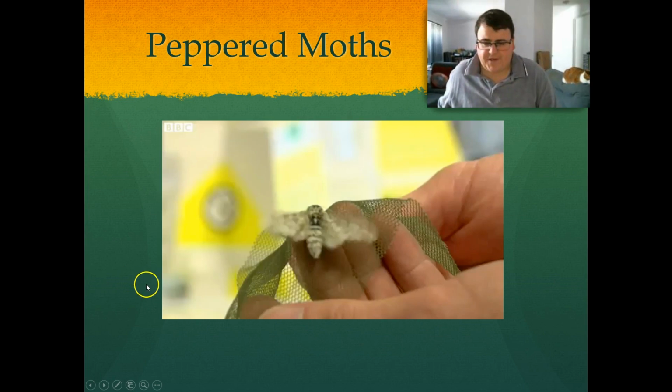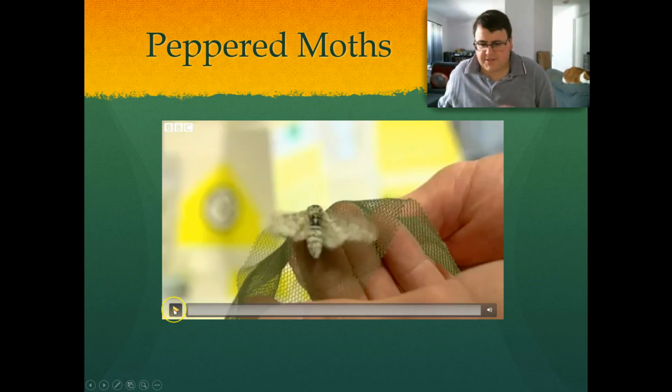Peppered moths are a perfect example of adaptations. So let's have a little bit of a look at the peppered moth.